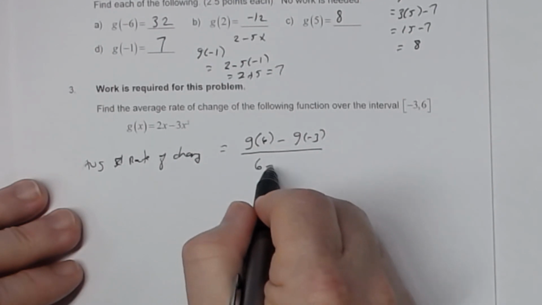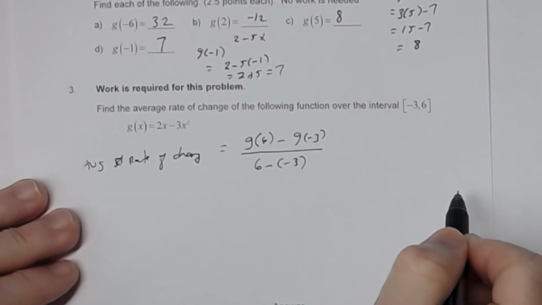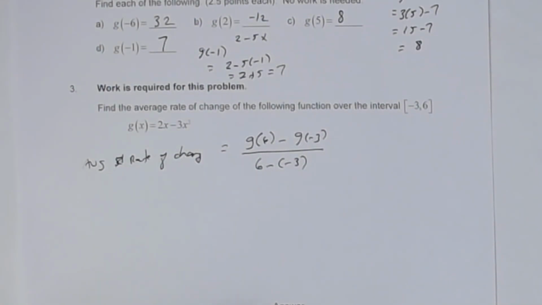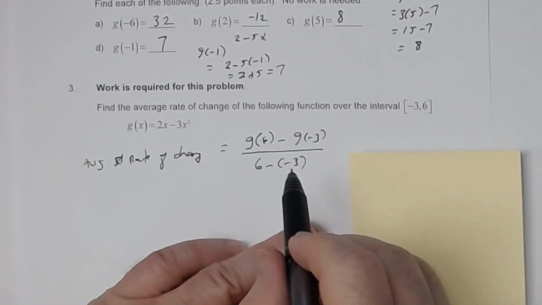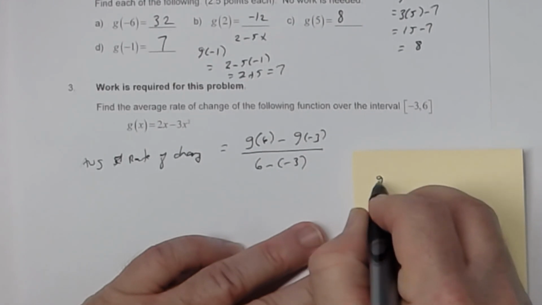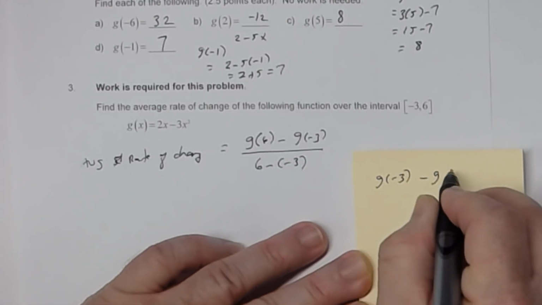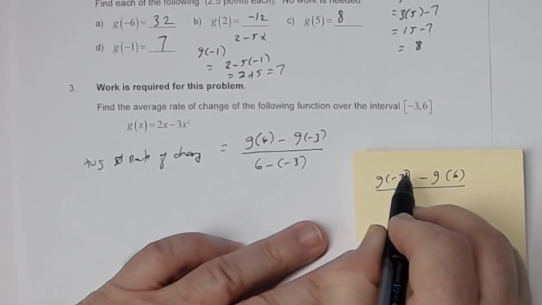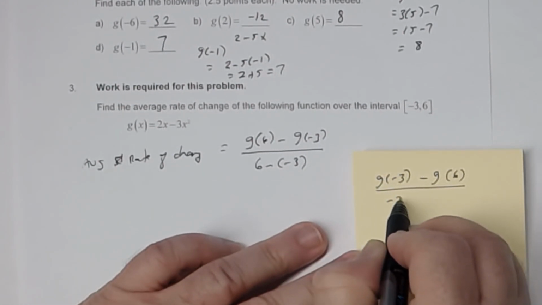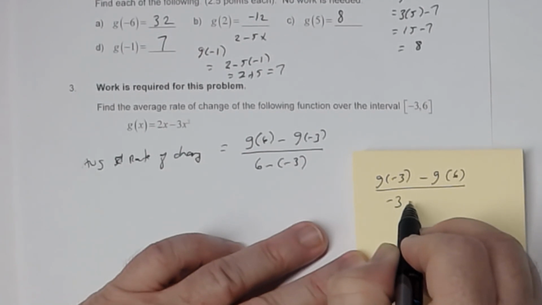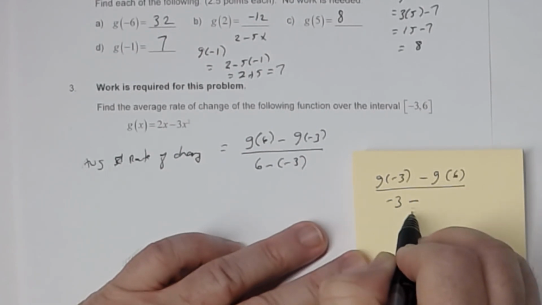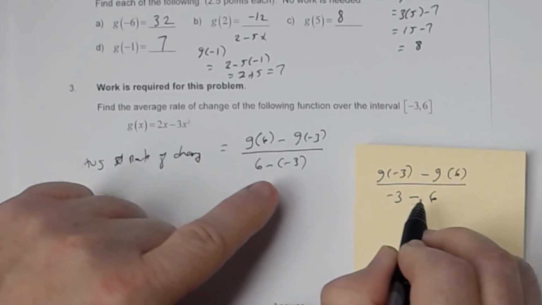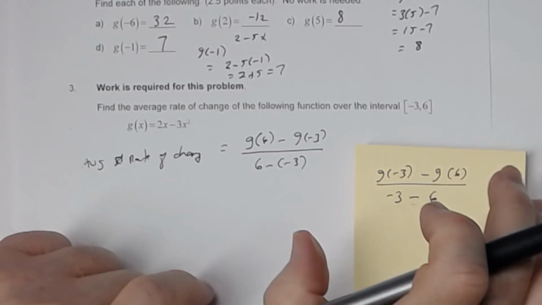So you're going to say 6 minus a negative 3. Someone else could have said, instead of saying g of 6 first, g of negative 3 subtract g of 6 divided by. But if you're going to find this y value first, then you have to put negative 3 in the denominator first. So negative 3, so you're subtracting your x coordinates. So negative 3 subtract 6. But whichever one you use, you're going to end up with the same answer in the end.